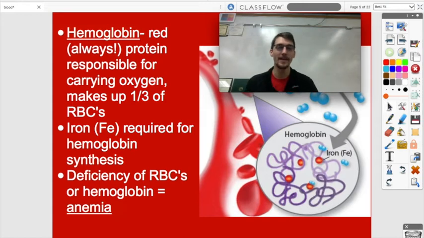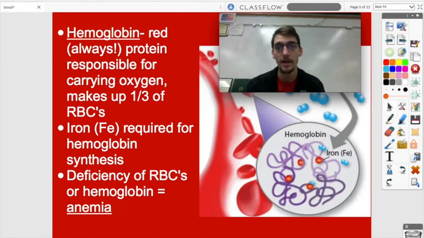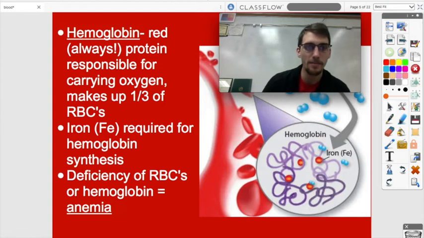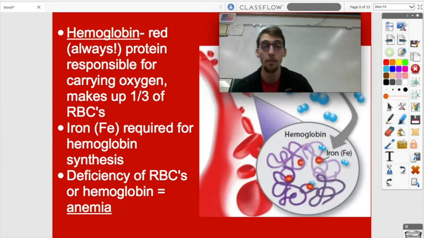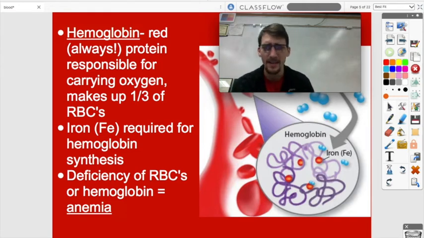Blood is always red. I want to dispel the myth that blood is blue at any point when it travels through your body. It is not ever blue. Your veins are blue, your vascular system is blue, sometimes just because of the connective tissue that holds it together, but blood is never blue. It's always red. And it's a red protein responsible for carrying oxygen, and it actually makes up 1/3 of the volume of each red blood cell. So really, a red blood cell is just a membrane with a bunch of hemoglobin in it.